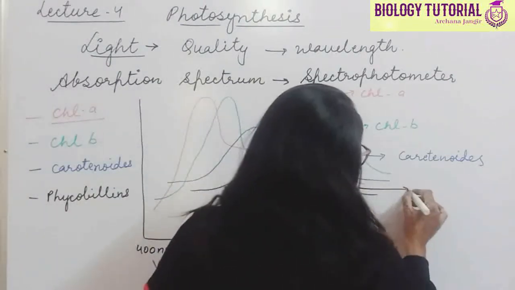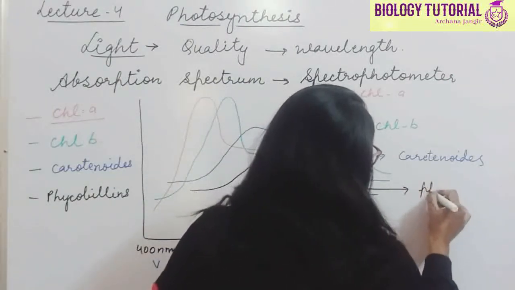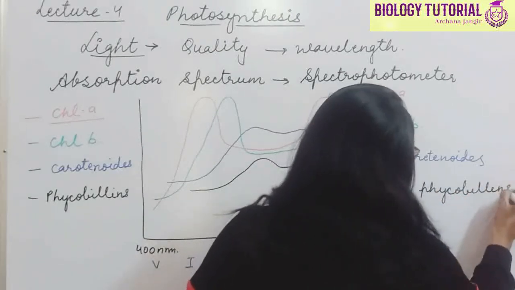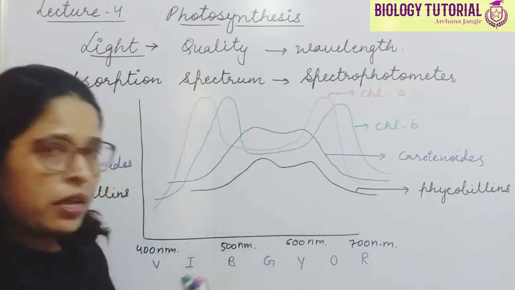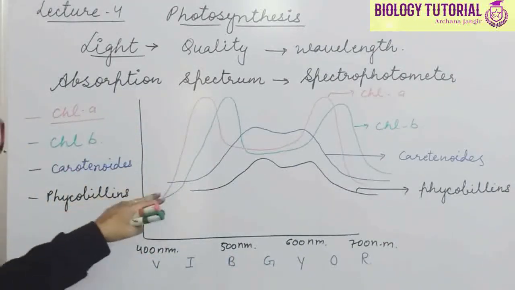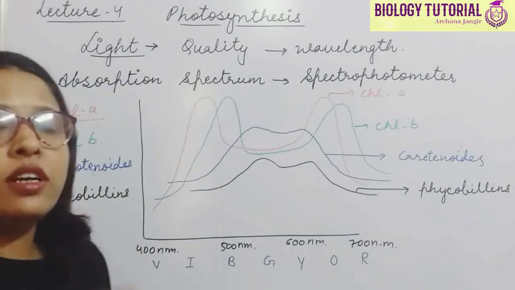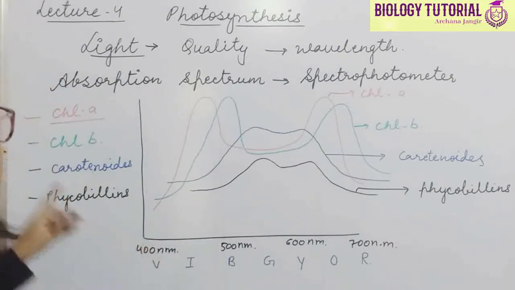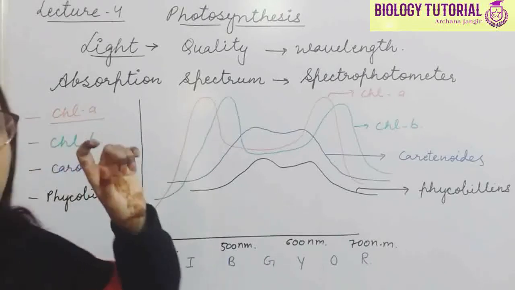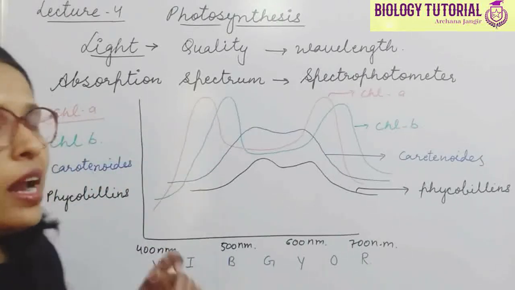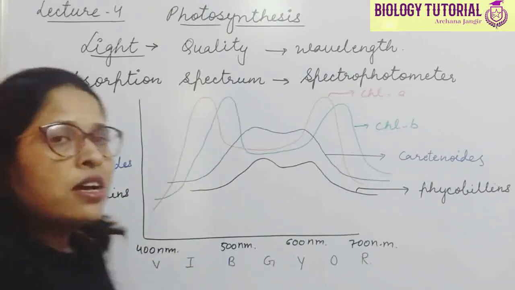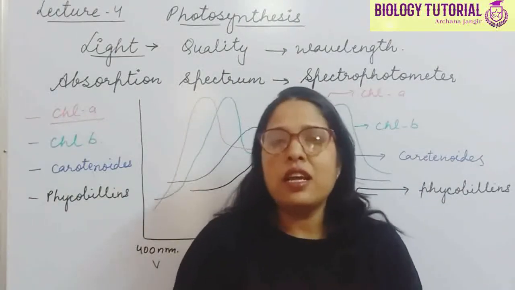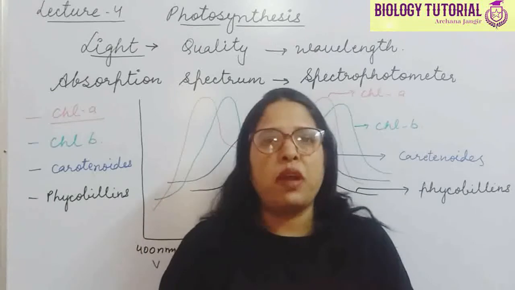So this peak is for phycobilins. This is the spectrum which is obtained by the different pigments which are used for photosynthesis. Out of these, chlorophyll A is the major and important pigment. The rest of the pigments are the accessory pigments. They are also going to absorb the light. Clear? This is the absorption spectrum.